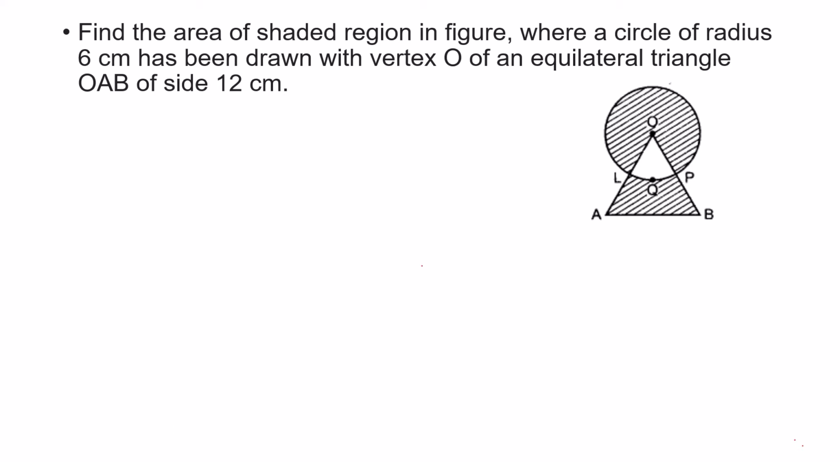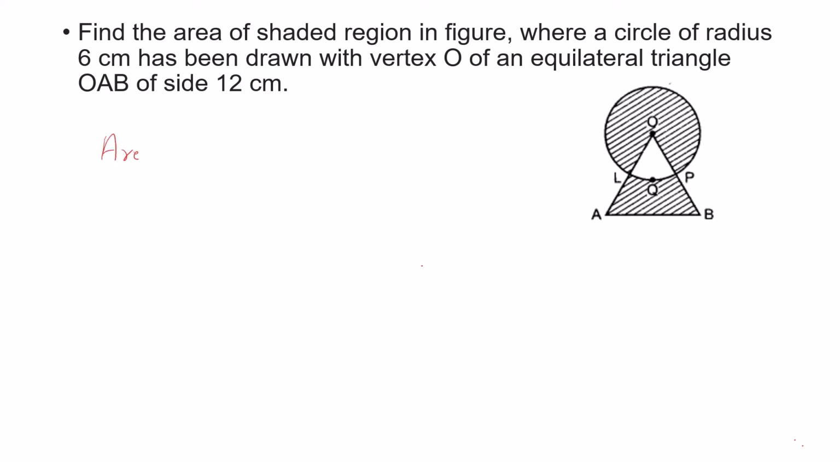Next question is, we have to find the area of the shaded region. A circle of radius 6 centimeters is given and an equilateral triangle OAB of side 12 centimeters is given, and we have to find the area of the shaded region. So to find the shaded region, we have a circle and an equilateral triangle.